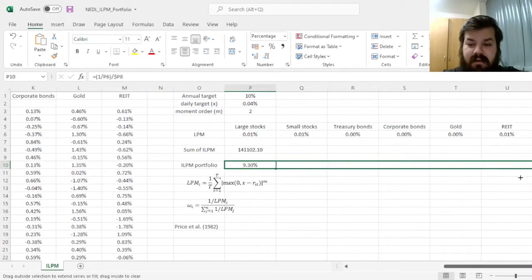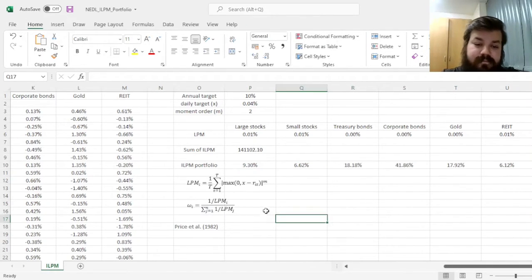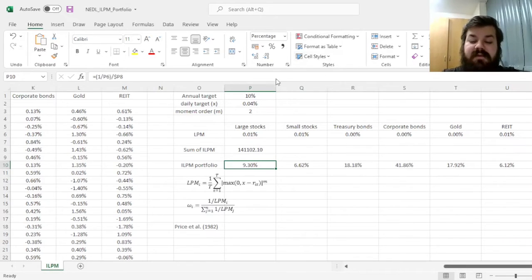And we can see that such a portfolio that you have just established has a sum of weights of 100%, simply because we have normalized our inverse lower partial moments by the virtue of dividing them by their sum. And this portfolio looks quite reasonable. We have got 40% in corporate bonds, 16% in both classes of stocks, 18% in gold, 18% in treasury bonds, and some real estate exposure as well.